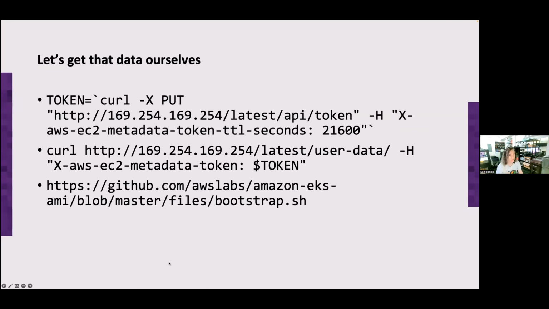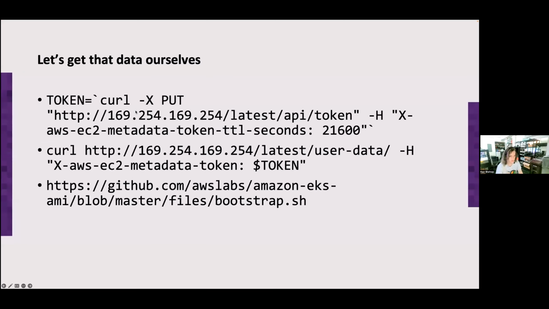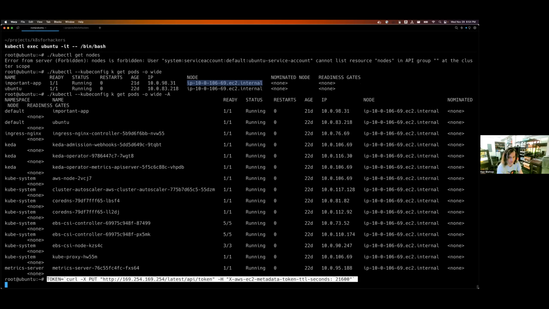Cool. And so we can get that data ourselves. This is something that I would encourage you to do as well. When you're using tools, always try to figure out how they work, because a lot of the time it's really not magic, and you're going to level up a lot by figuring it out. So here, all we're going to be doing is grabbing a token from the IMDS v2 endpoint.